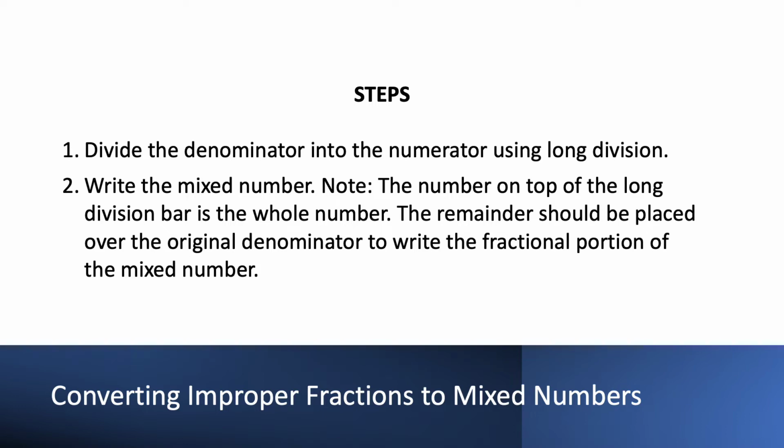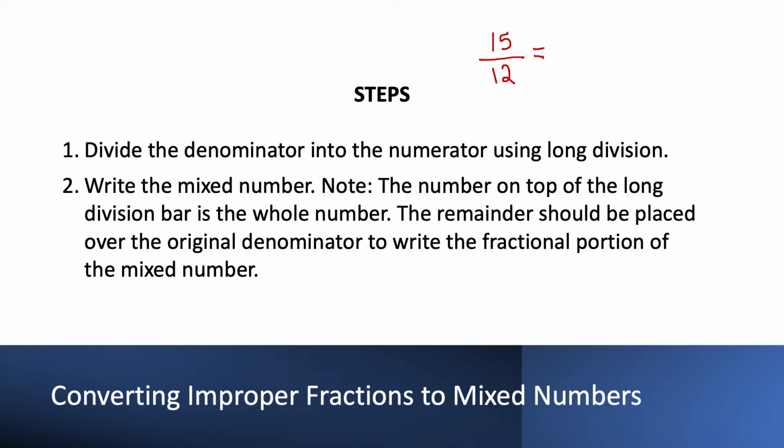For instance, if we had 15 over 12, this would be an improper fraction. That's because 15 is larger than 12, or the top number is larger than the bottom number. In order to convert this to a mixed number, we need to divide the denominator into the numerator using long division.